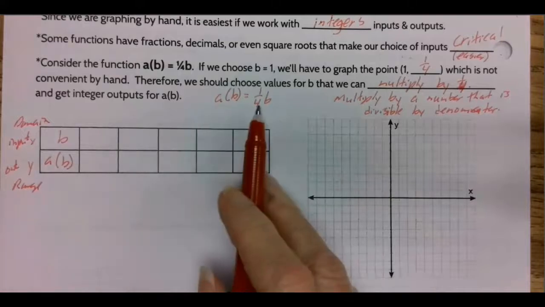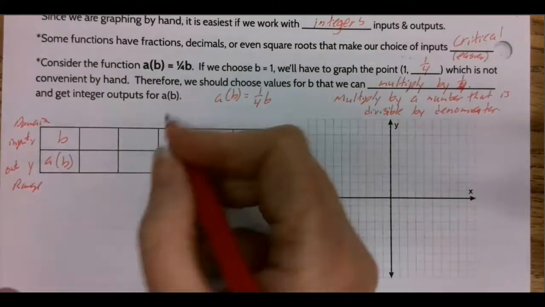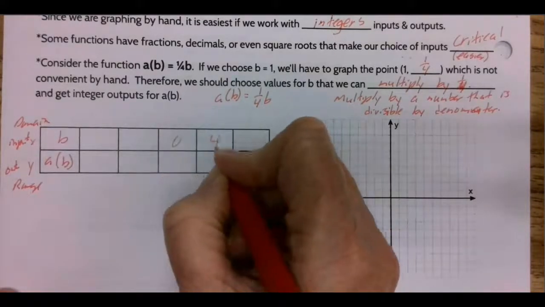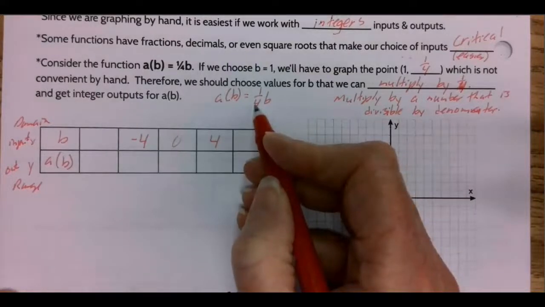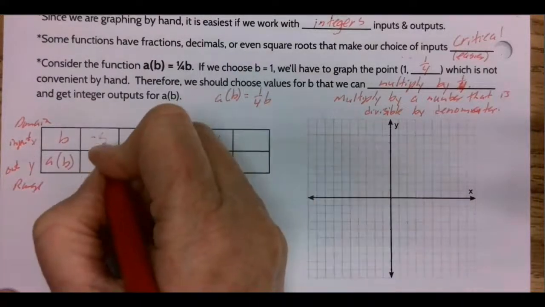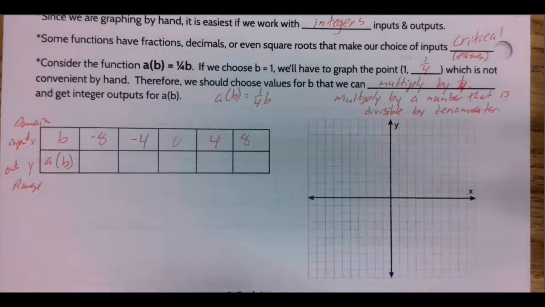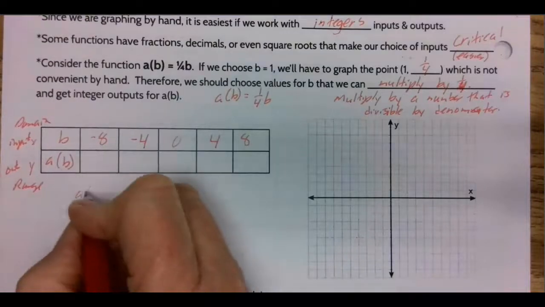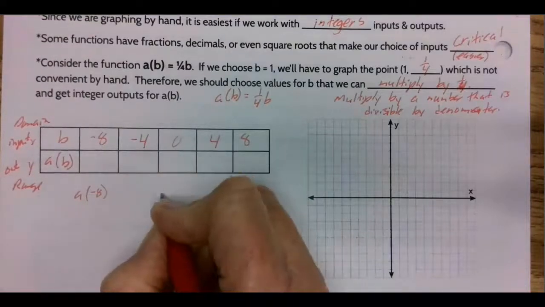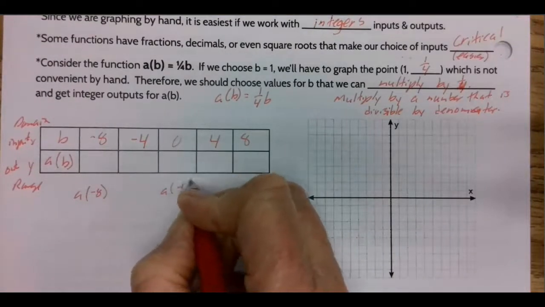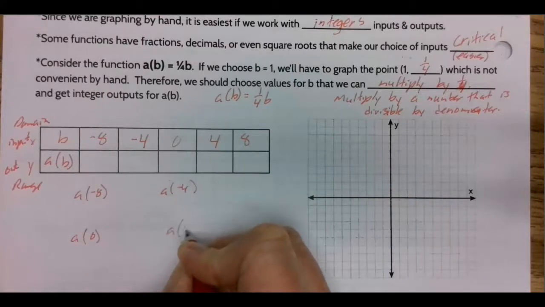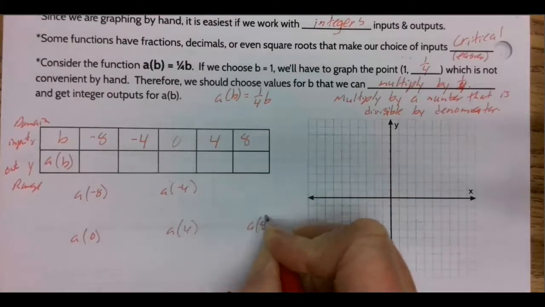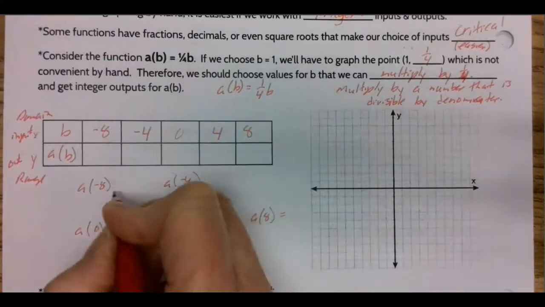So we're going to plug in values. I'm going to definitely use 4. I'm going to use 0. I'm going to use 4. I'm going to use -4. Well, what is something else that's divisible by 4 that's pretty little? -8. Awesome choices. So now we're going to plug that in. So we're going to find a of -8. And we're going to find a of -4. And we're going to find a of 0. We're going to find a of 4. A of 8. Okay, I'll do the first one with you, then you're on your own.